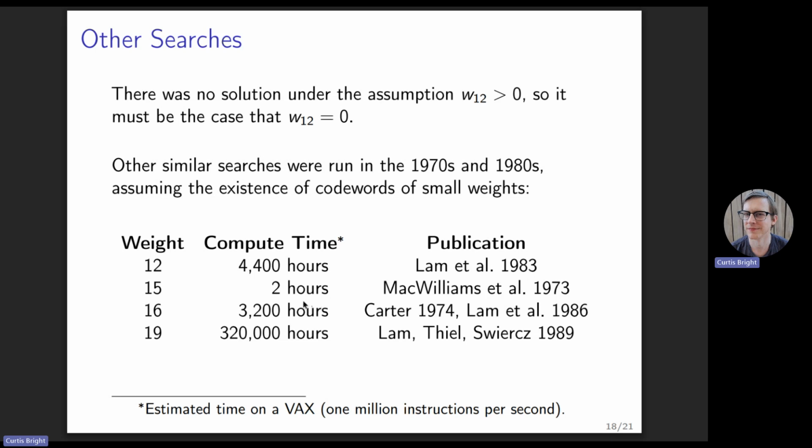You generate other Sudokus for weights 15, 16, 19. Some of them are easier, some of them are more difficult. The most difficult one is the weight 19 case. And I've scaled these times so that if they ran on that VAX machine, this is about how long it would take. It would take about 35 years to solve the weight 19 Sudoku.